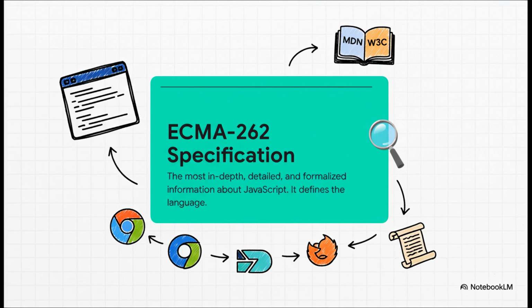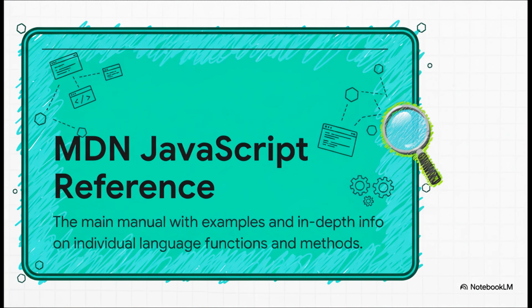First up, we have the official, honest-to-goodness rulebook, the ECMA-262 specification. This is the super technical document that defines exactly how JavaScript is supposed to work. Now, you're not going to be reading this for fun. It is super dense, super formal, but when you need the absolute final word on something, this is the ultimate source of truth.